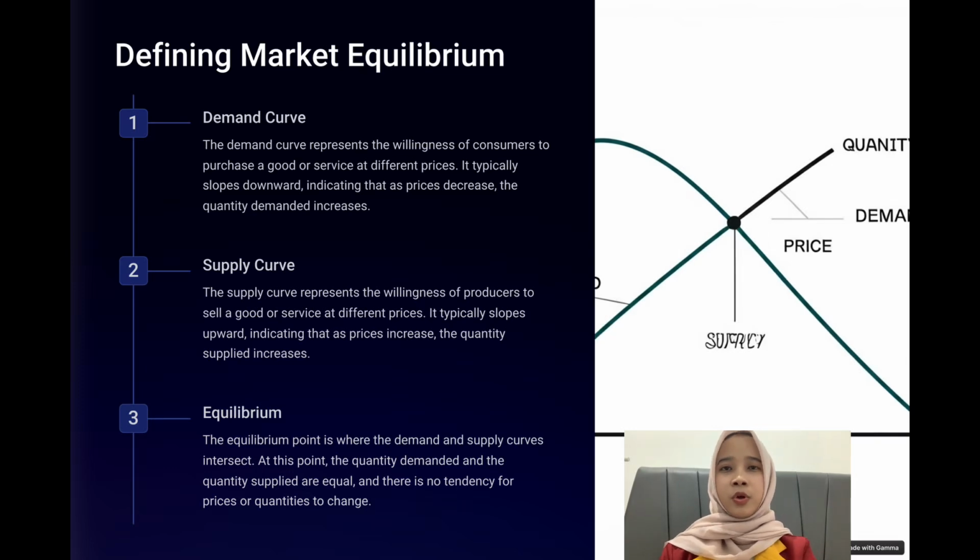3. Equilibrium. The equilibrium point is where the demand and supply curves intersect. At this point, the quantity demanded and the quantity supplied are equal, and there is no tendency for price or quantities to change.